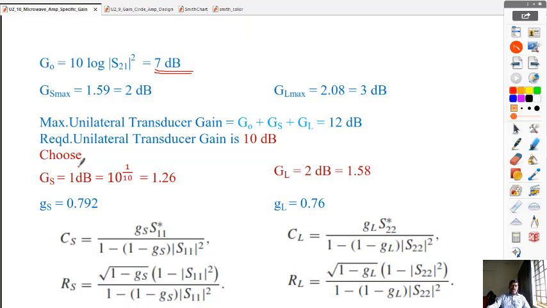So, we have to design an amplifier of 10 dB gain. The device can give 7 dB. So, the rest we need is 3 dB of gain. The 3 dB of gain can be obtained this way. We can choose 1 dB of gain from the input matching network. The input matching network can give 2 dB of maximum gain. From the 2 dB of maximum gain, we can choose only 1 dB.